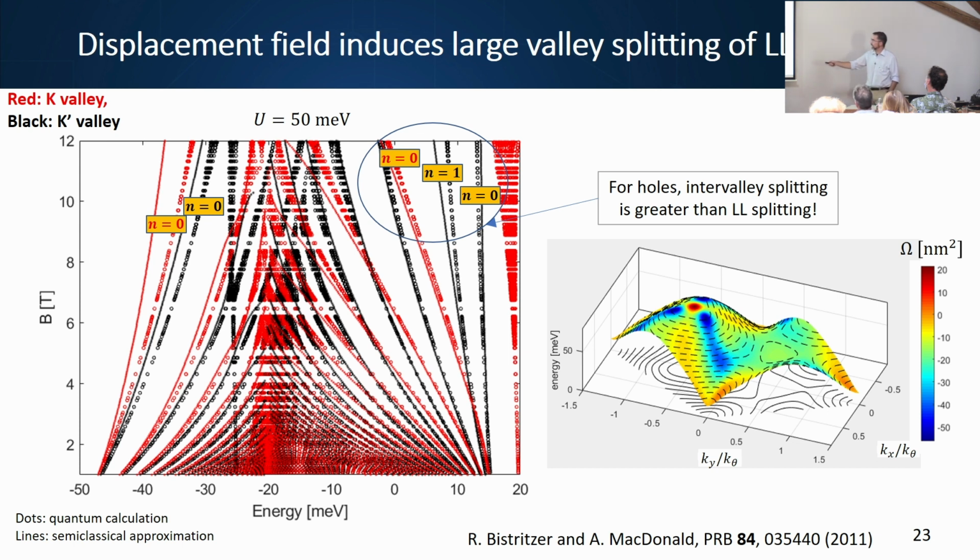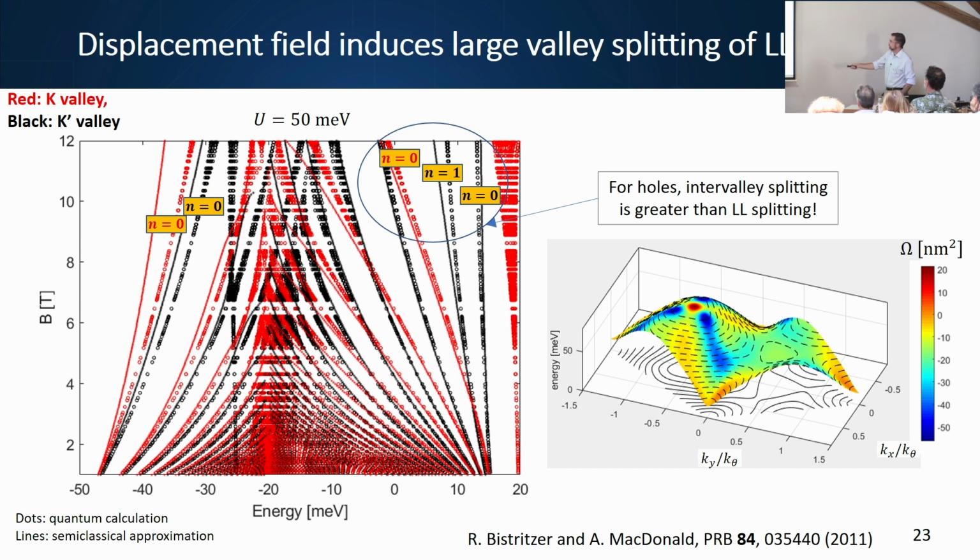If you try to analyze the experimental spectrum up here, it's going to get super confusing because you don't know what's the valley splitting and what's the Landau level splitting. So it's better to be down here, where a single Landau level is far away from all the others, and you can see the splitting there.